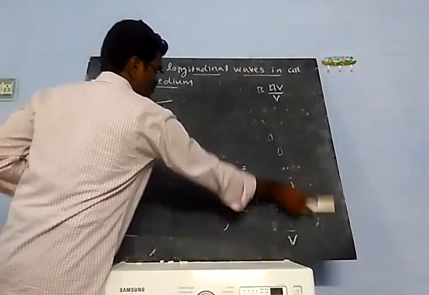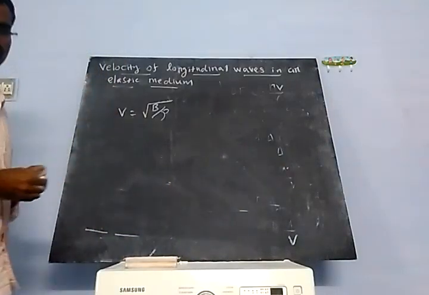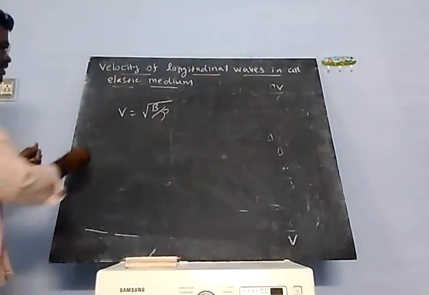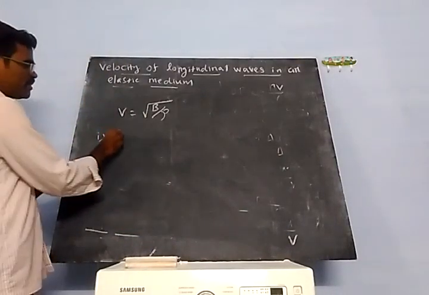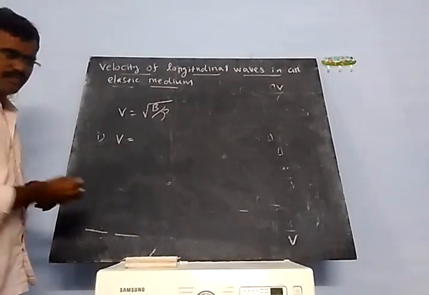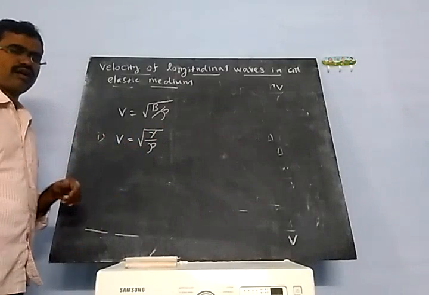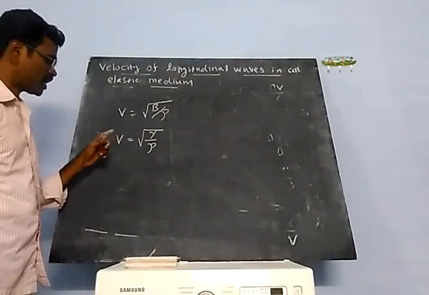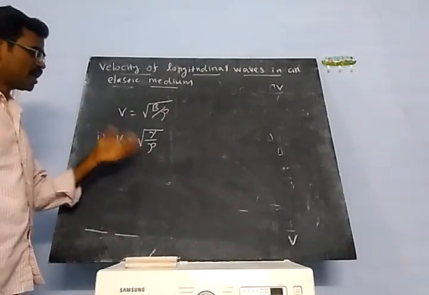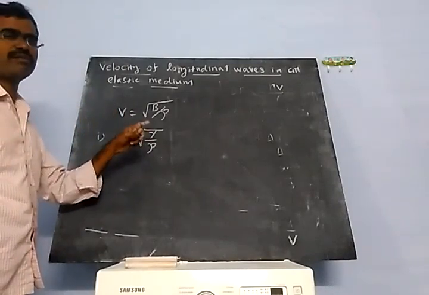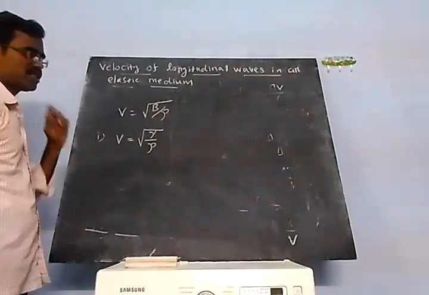Suppose there are some special cases. So for a solid, first we can take a one dimensional rod. For a one dimensional rod, velocity is equal to square root of Young's modulus divided by rho. For Young's modulus we can calculate the velocity in an elastic rod. So for a one dimensional rod the velocity is equal to square root of Y by rho. Y is the Young's modulus.